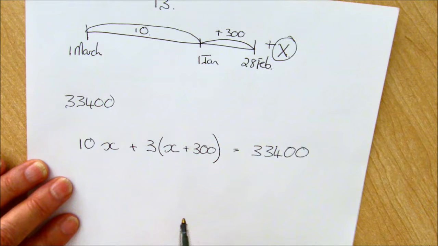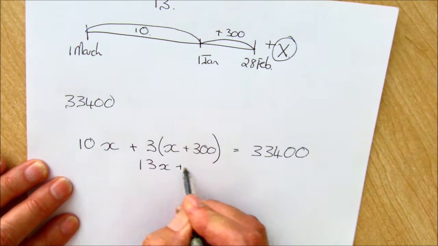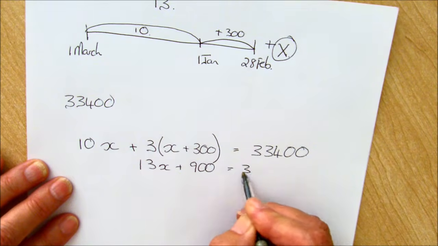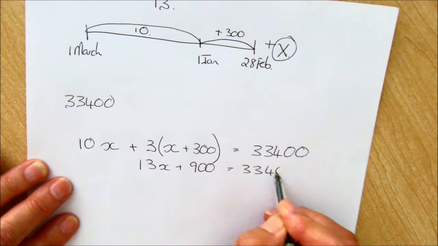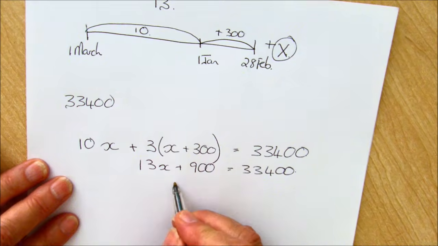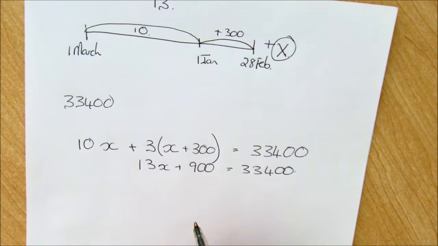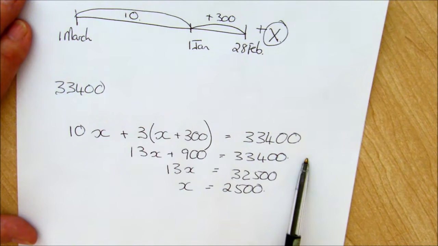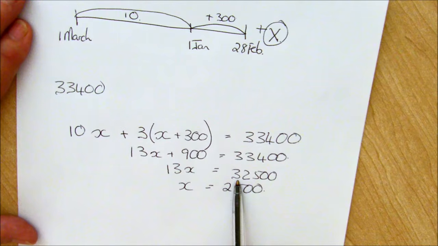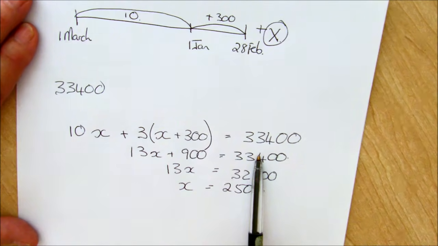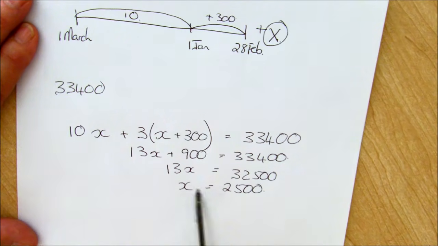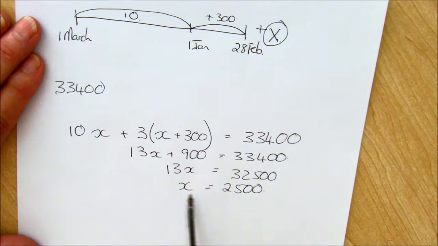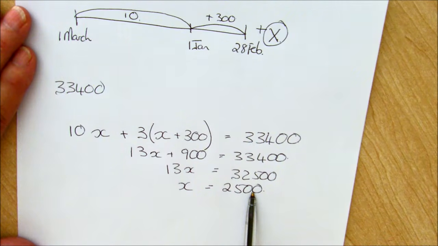So if we solve this now, we've got 13x plus 900 equals 33,400. Take your 900 over and solve for x. So take the 900 over and it becomes minus 900, and you know that principle from maths. And whether you're doing maths or maths literacy, it's a factor that you all know. So 13x is equal to 32,500. Divide by 13 on both sides, another maths principle, and x is equal to 2,500.